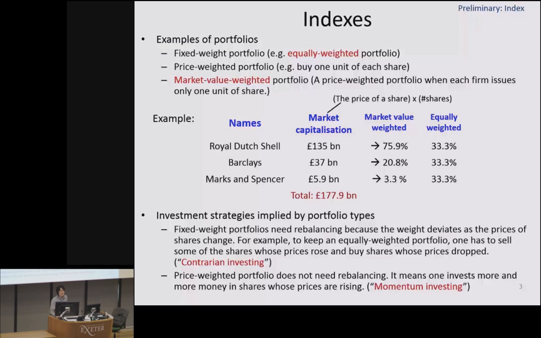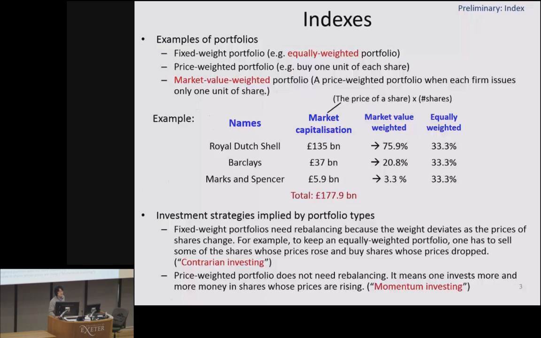Now, the easiest way to achieve a price-weighted portfolio is to buy 1 unit of each share. So you buy 1 unit of Dutch Shell share, that's £300, 1 unit of Barclays share, that's £200, and 1 unit of Marks and Spencer, that's £100. If you buy 1 share of each company, then your portfolio weights are proportionate to their prices. So far, so good?